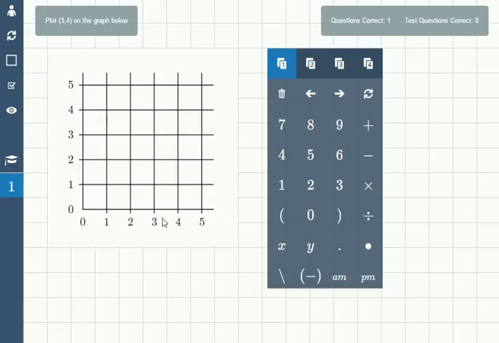So just here, because it lines up with 3 on the x-axis, and it lines up with 4 on the y-axis. So if we drag our dot into that intersection, that completes the question.